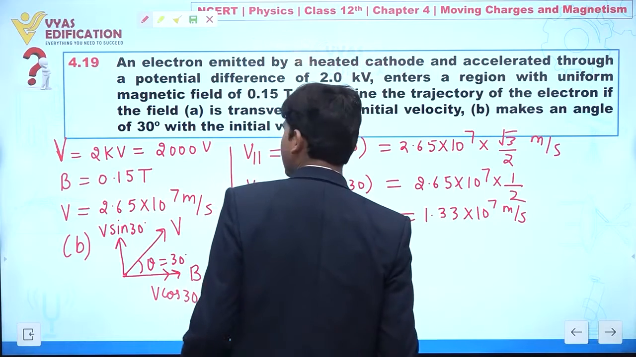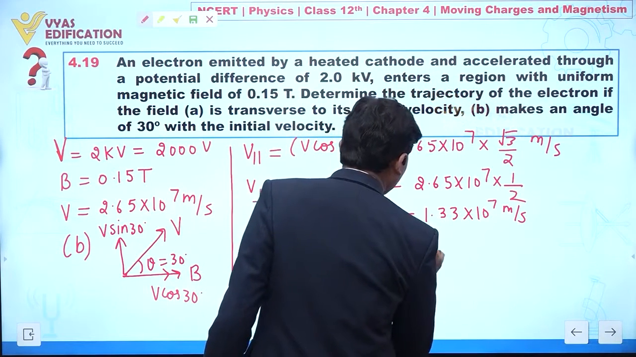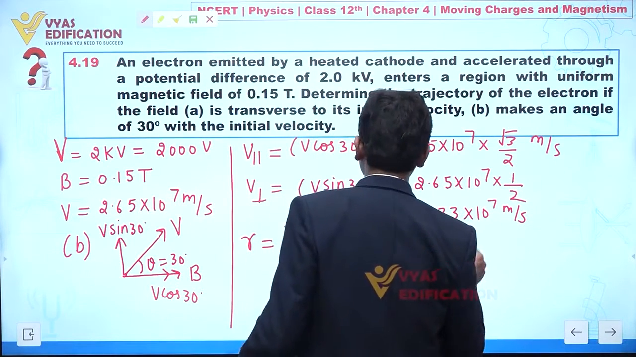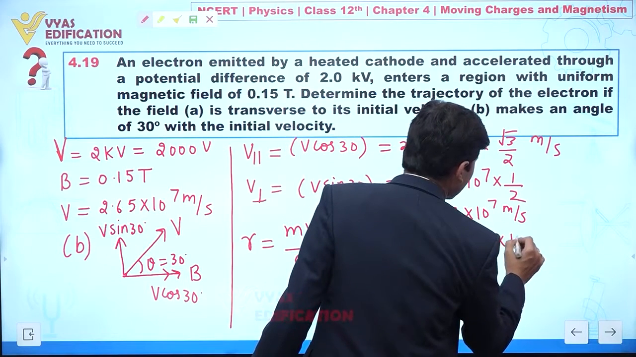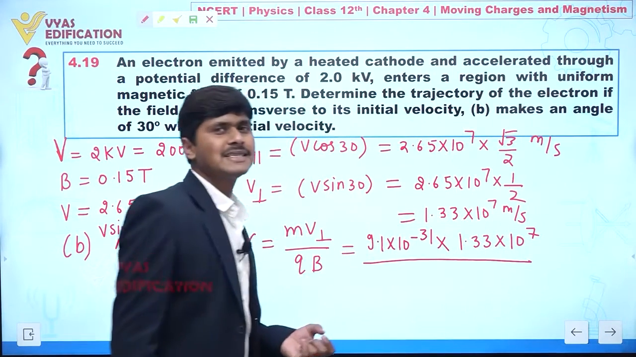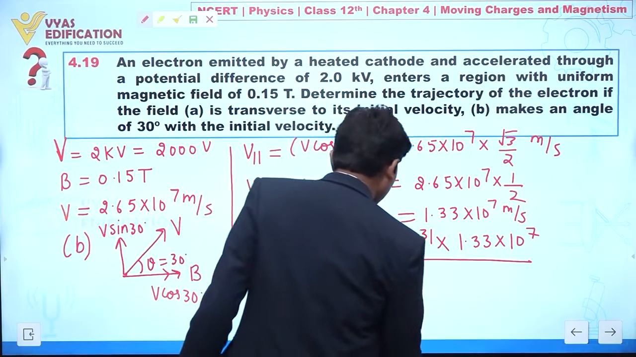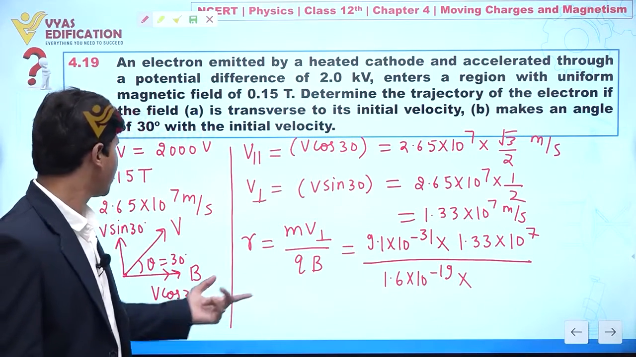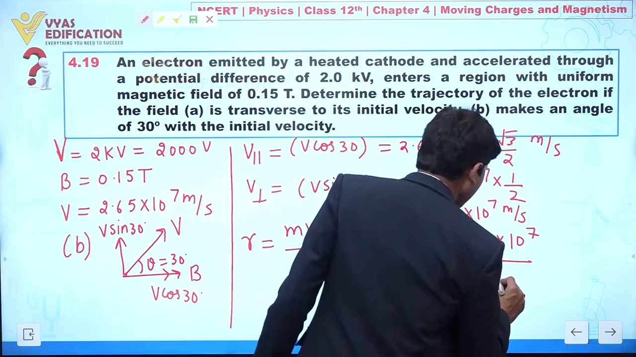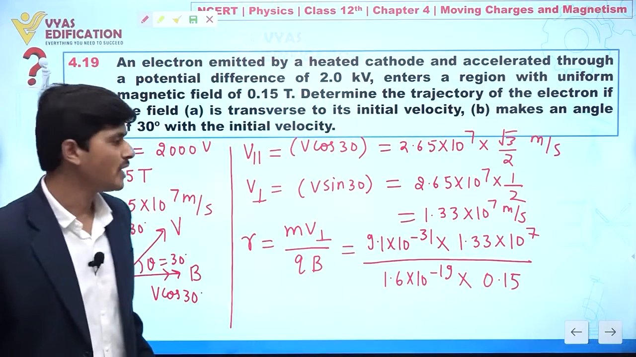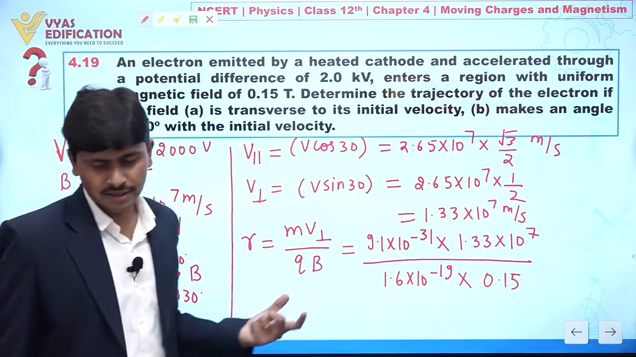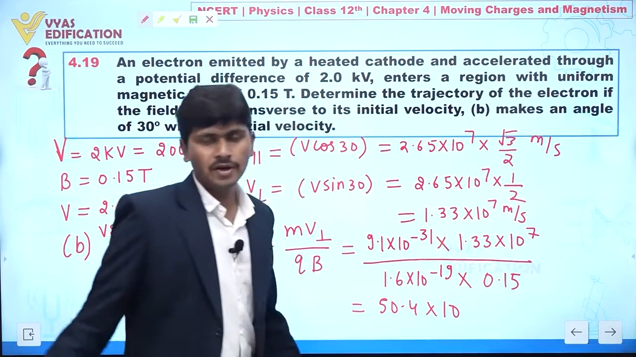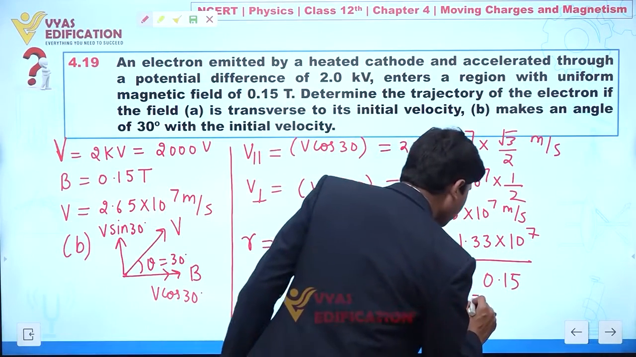Clear? So now again I can write the mass of an electron, 9.1 into 10 to the power minus 31. Perpendicular velocity is 1.33 into 10 to the power 7, divided by charge q, which is 1.6 into 10 to the power minus 19, multiplied with the value of B, which is 0.15. Clear everyone? So now if you solve it, you will find the value of the radius. Clear? That radius value is 50.4 into 10 to the power minus 5 meter.